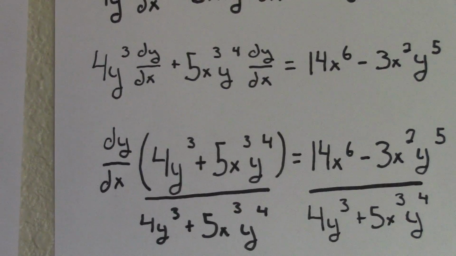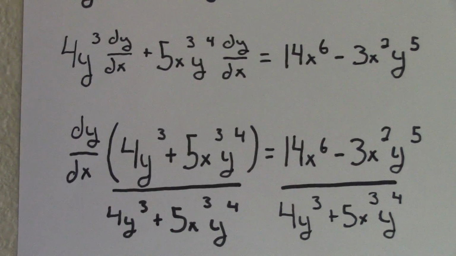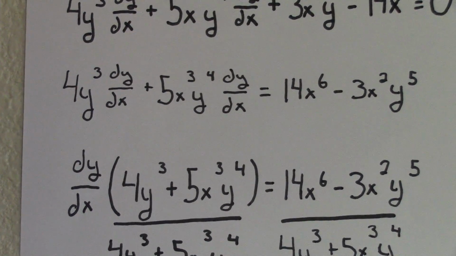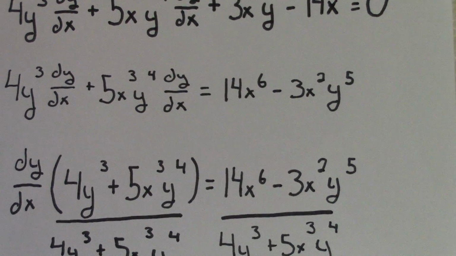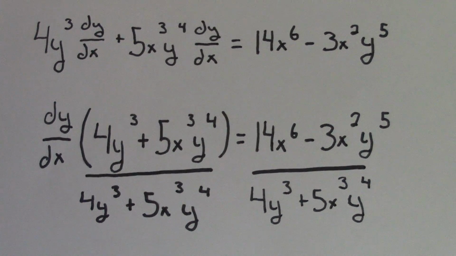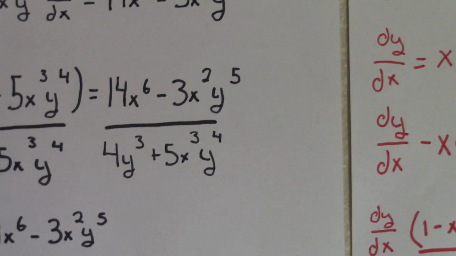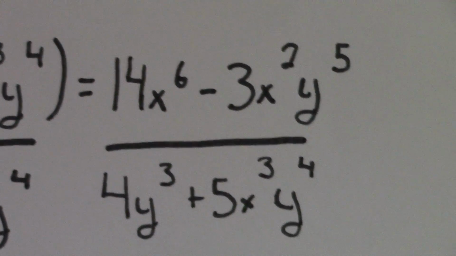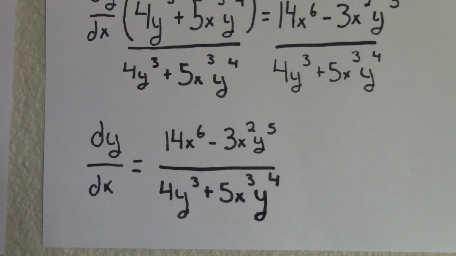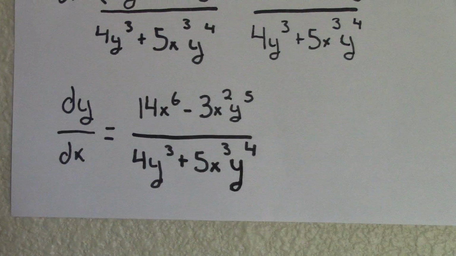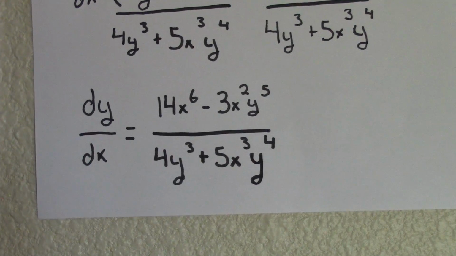Then I took the dy/dx out. So I have dy/dx times 4y cubed plus 5x cubed y to the 4th equals 14x to the 6th minus 3x squared y to the 5th. Then to get the dy/dx by itself, I divided by 4y cubed plus 5x to the 3rd y to the 4th. So this equation is what you get when you divide. That's actually our answer to this one, because it can't be simplified anymore because of the addition and subtraction signs that sit between the terms.